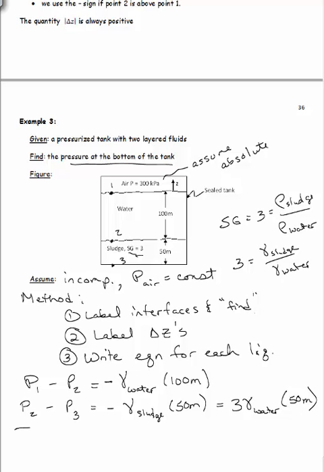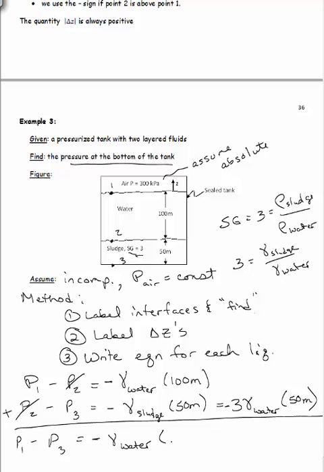All right, next thing to do is take those two equations and add them together. And the good thing about this, all of your intermediate pressures are going to cancel out. And what you get is P1 minus P3. And you need to add these two together. Let's add this one and this one. And you're going to get, oh, I should have a minus in here, minus gamma water times 100 meters plus 3 times 50 meters.